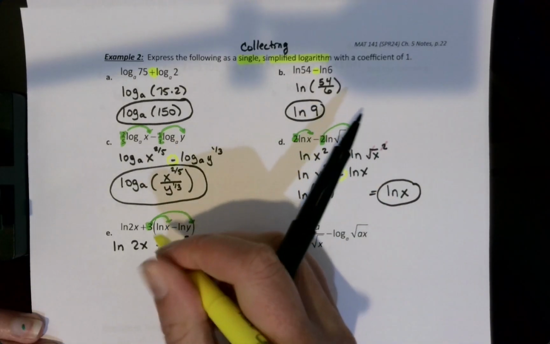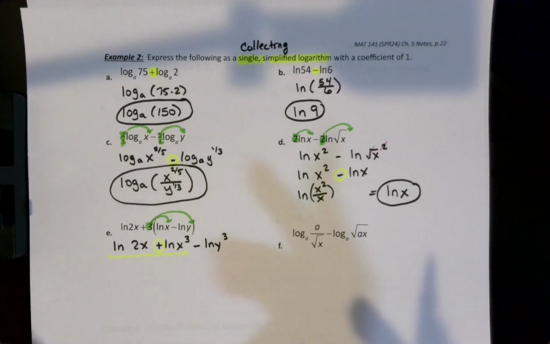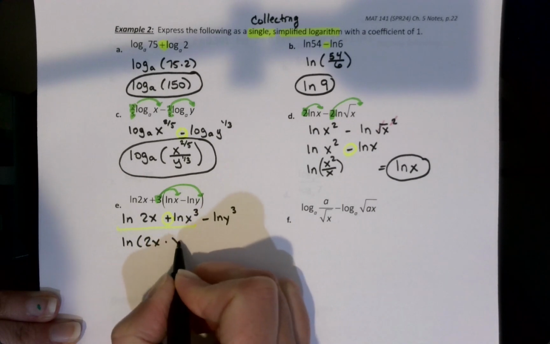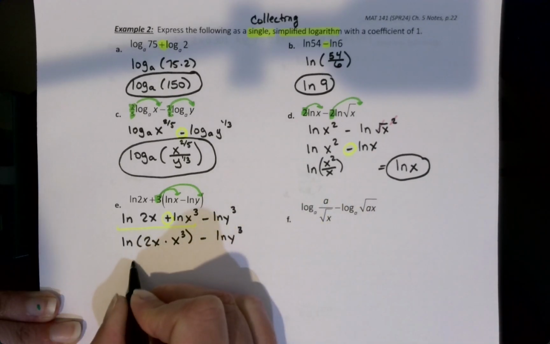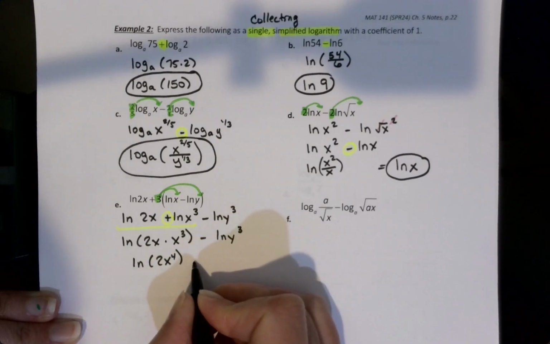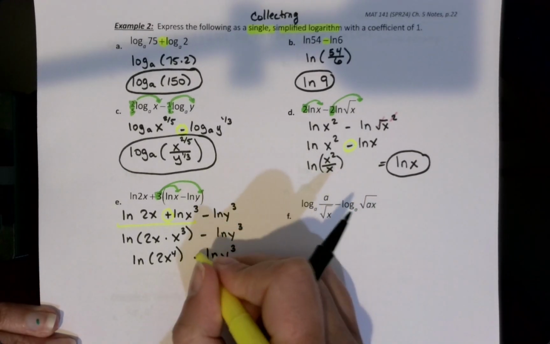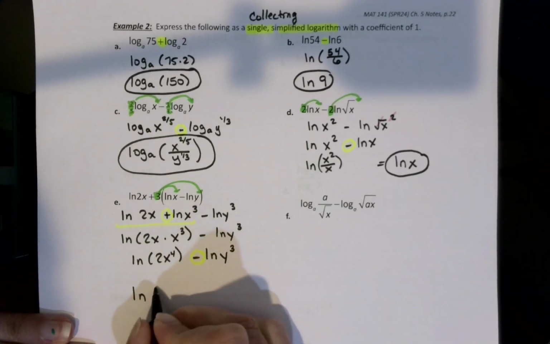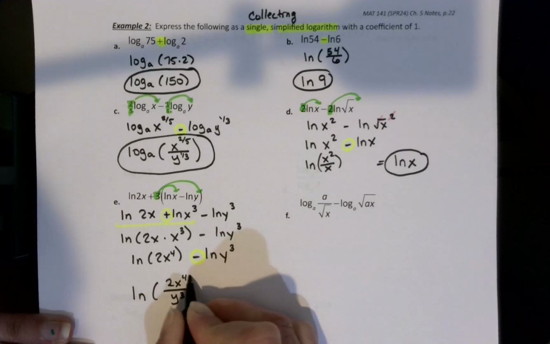Let's tackle this addition first. So if I condense these two terms that are being added, it's going to condense to multiplication. So I'm going to have the natural log of 2x times x to the third minus the natural log of y to the third. So 2x times x to the third is 2x to the fourth. Natural log of 2x to the fourth minus natural log of y to the third. And then we can finish by dealing with that subtraction and turning it back into a quotient. We have the natural log of 2x to the fourth divided by y to the third.